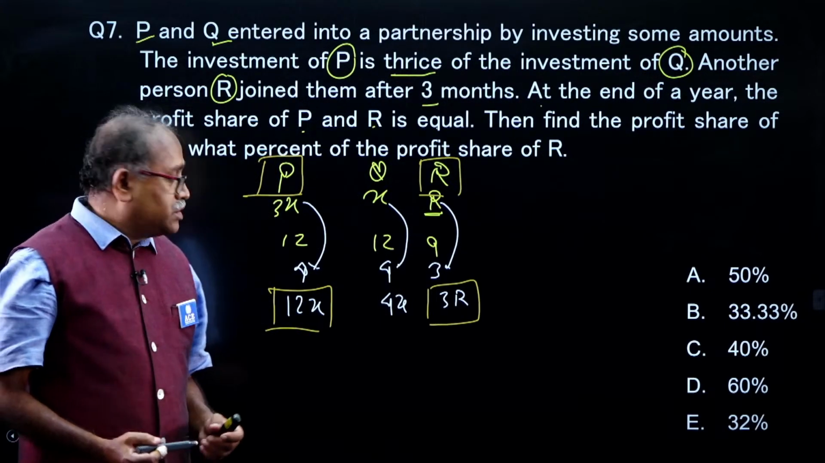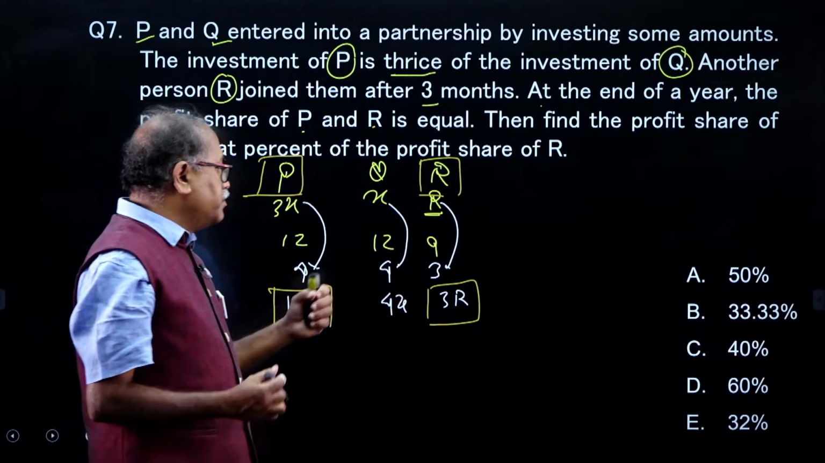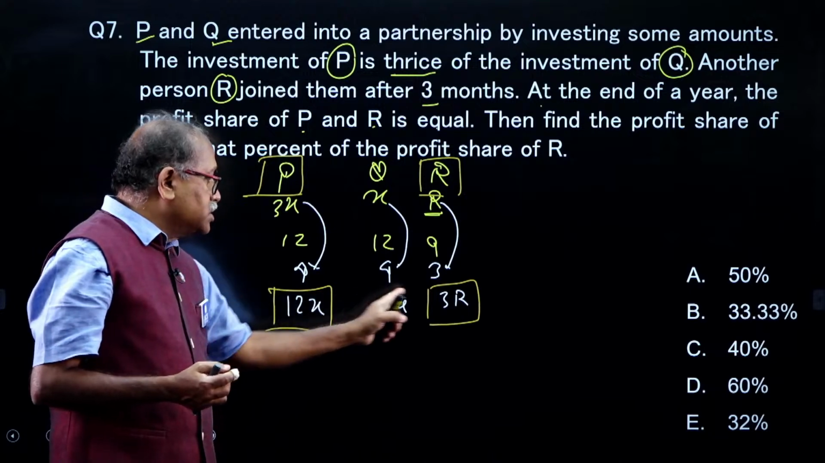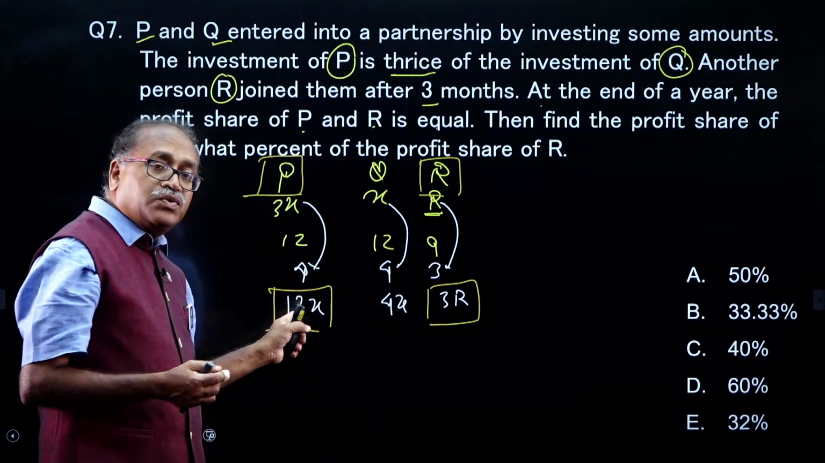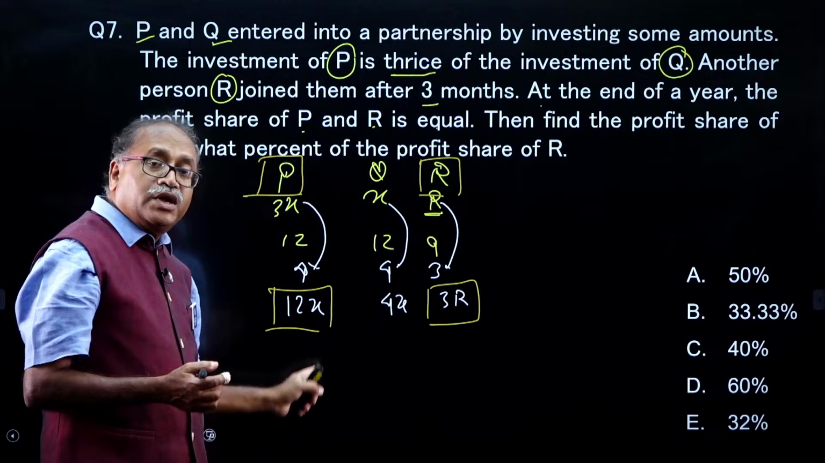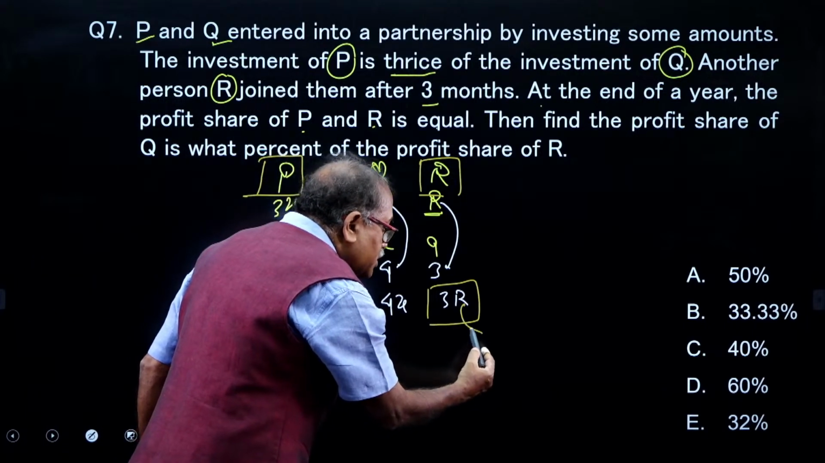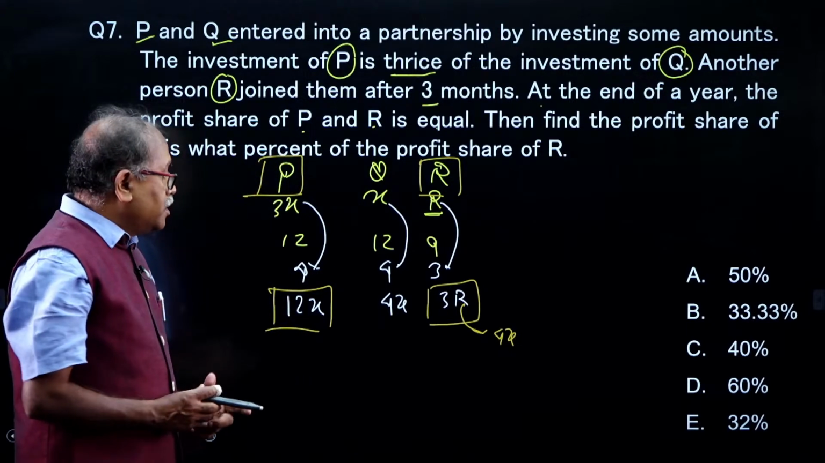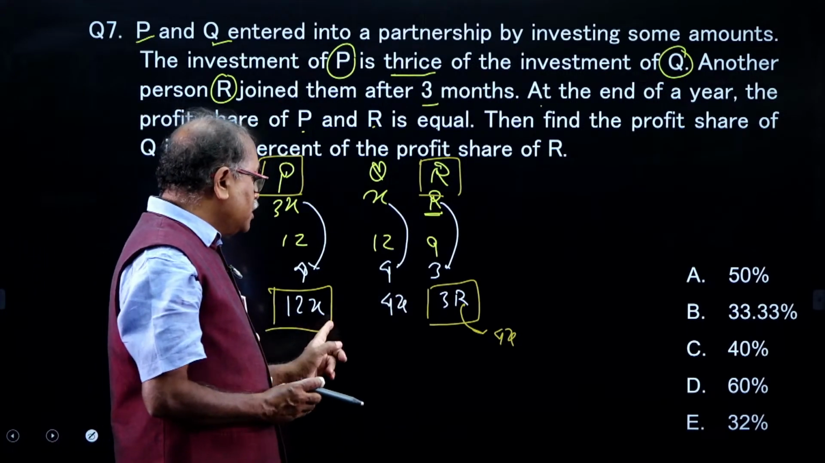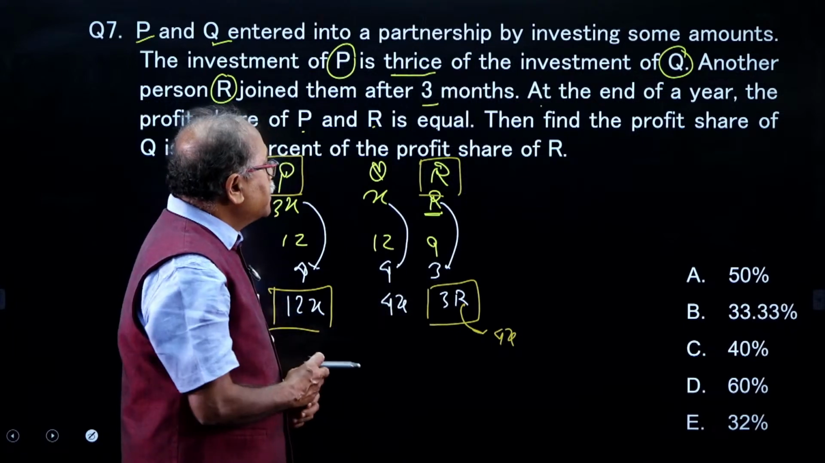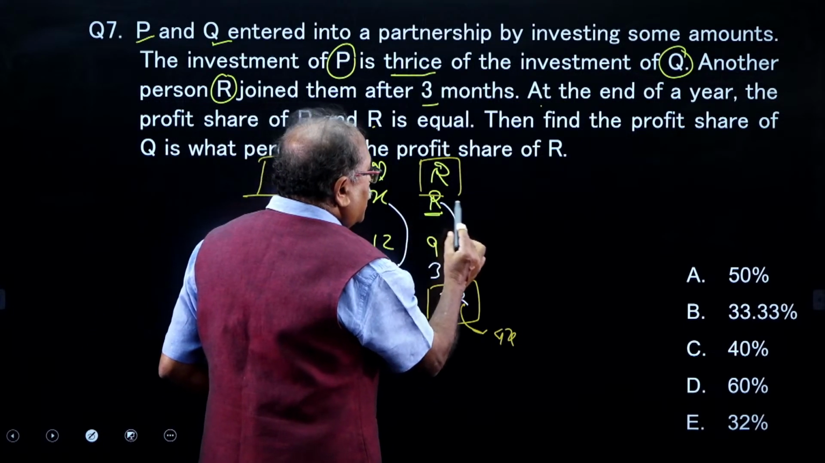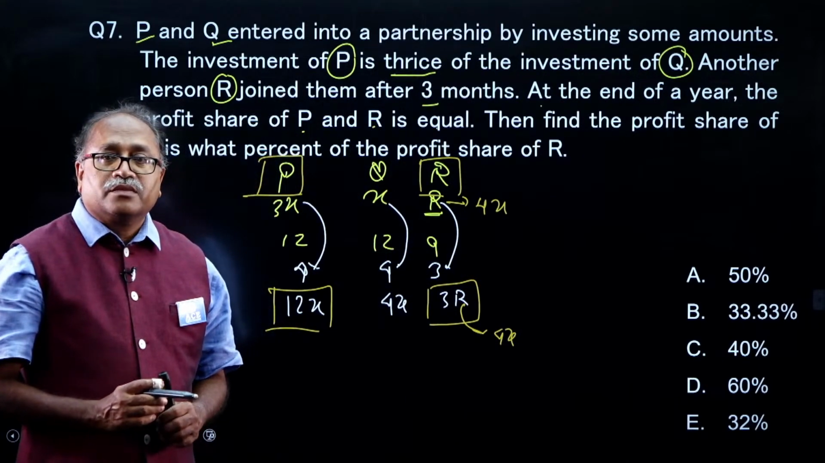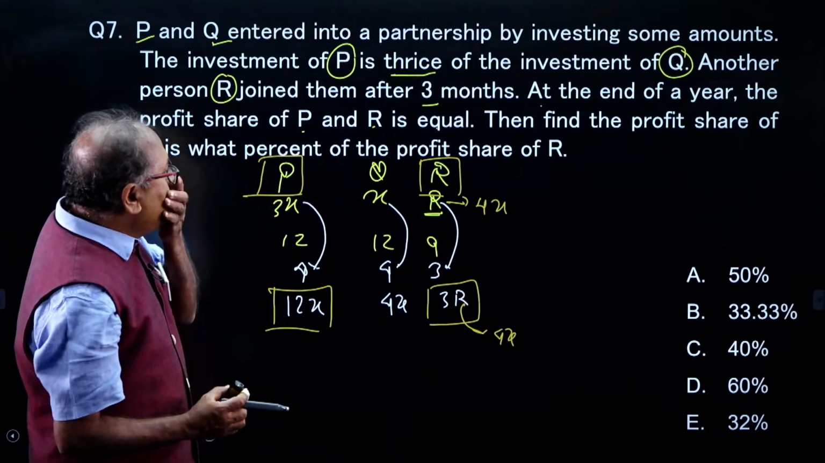Am I right, my dear friends? So, what is R equal to? Can we find it out? 12x is equal to 3R, cancel the 3 with 12, we get 4. So, R is equal to 4x. If I replace R with 4x, then R's capital is 4x. We got the capital.